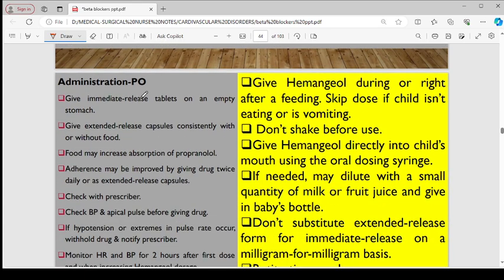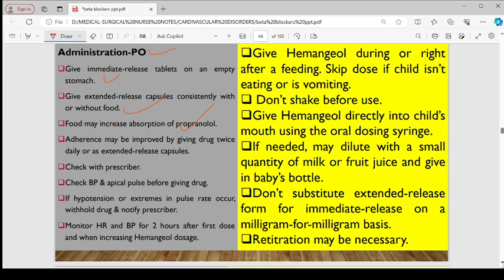Okay, this drug can be administered per oral, so you give immediate release tablets on an empty stomach. You can give extended release capsules consistently with or without food, and food may increase absorption of propranolol. So adherence must be improved by giving this drug either twice daily or as an extended release capsule. All right. You have to check the blood pressure and the apical pulse before giving. So you hold on patients who are hypotensive and who are having bradycardia, right? Bradycardia, extremes in pulse rate will occur, so we have to withhold.